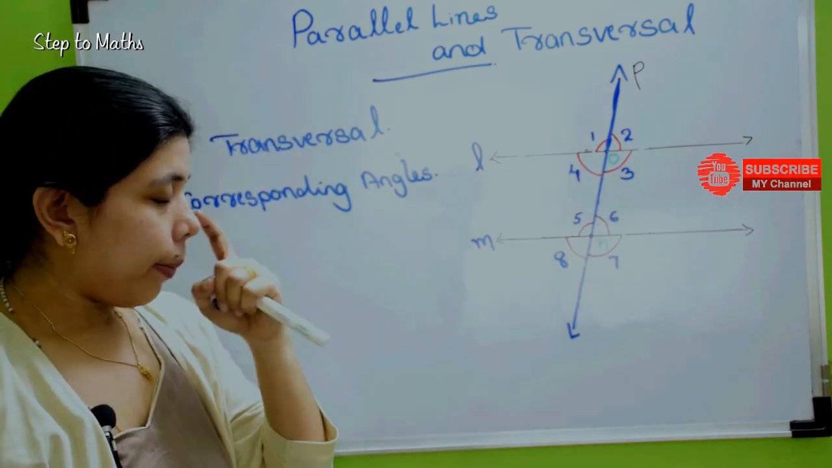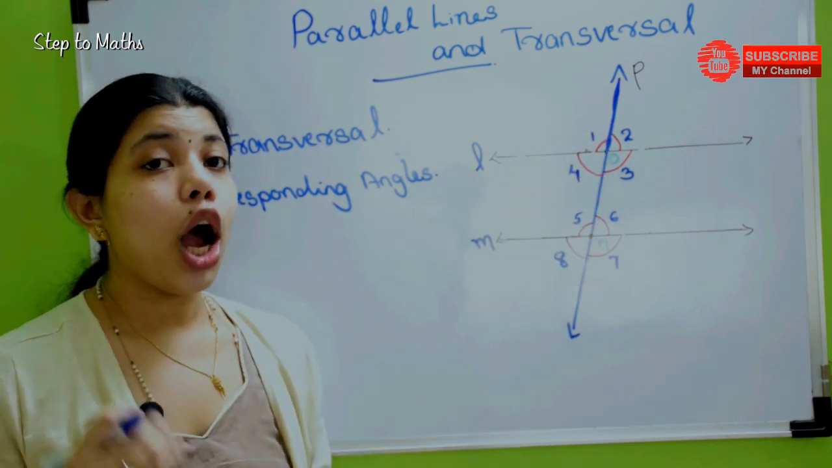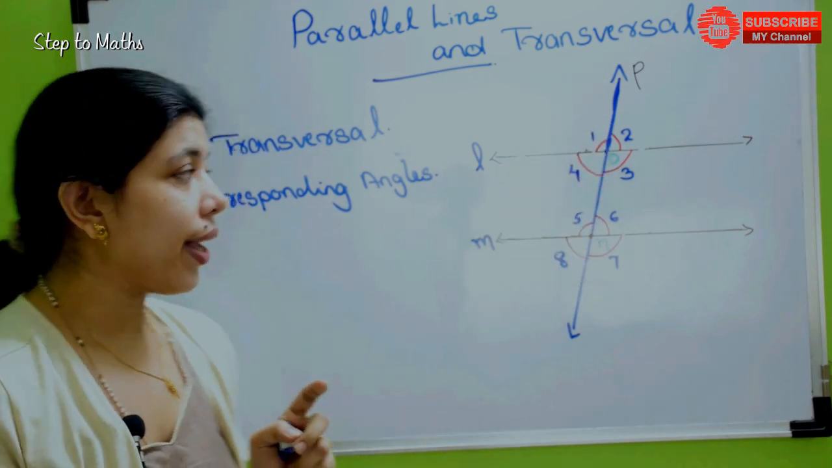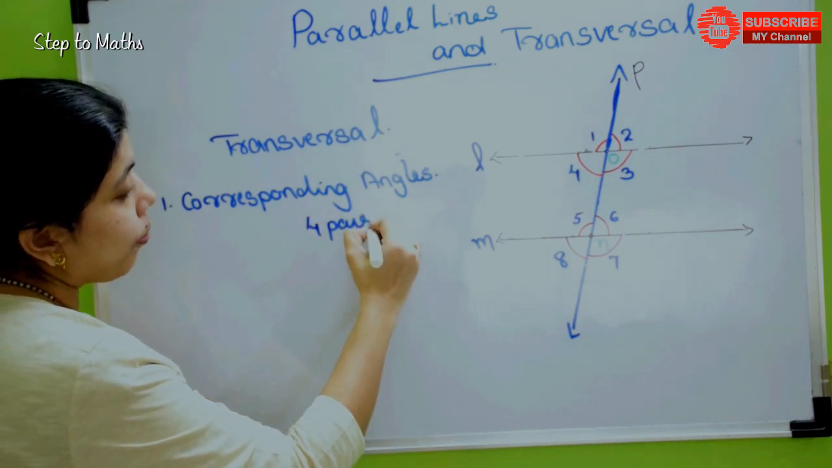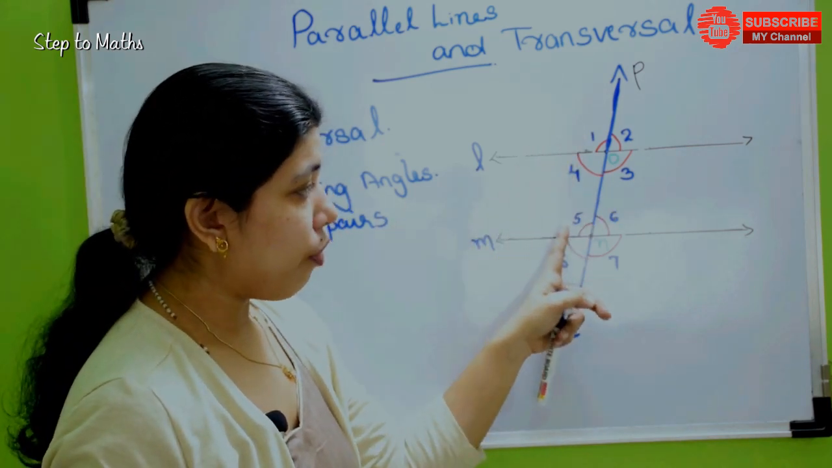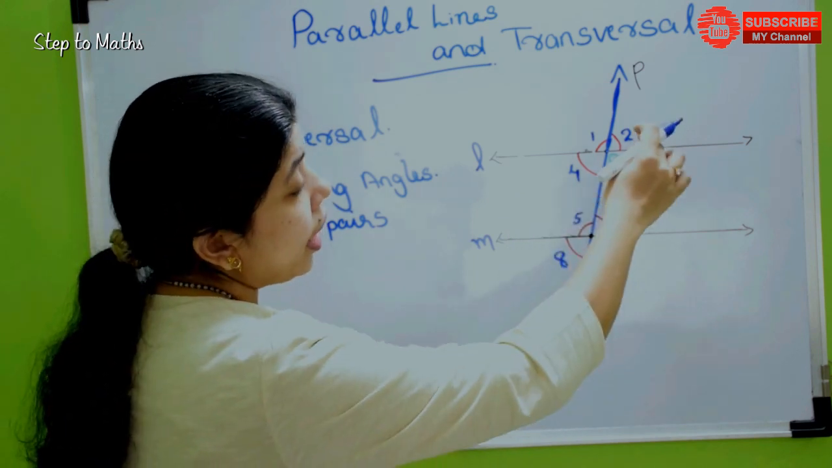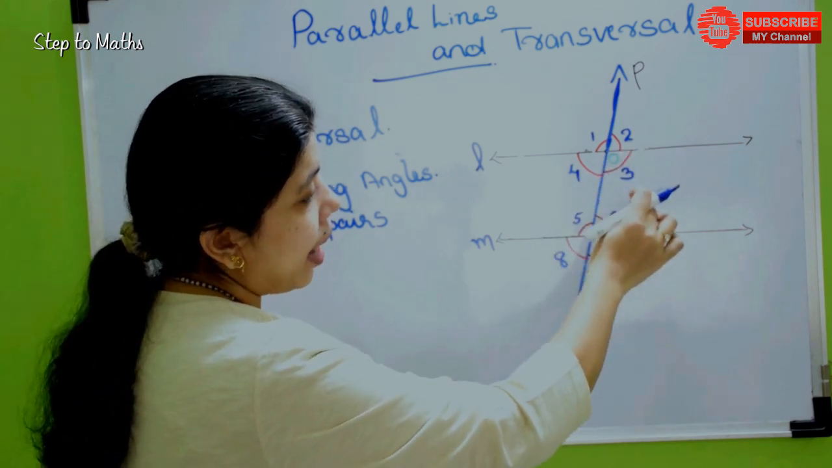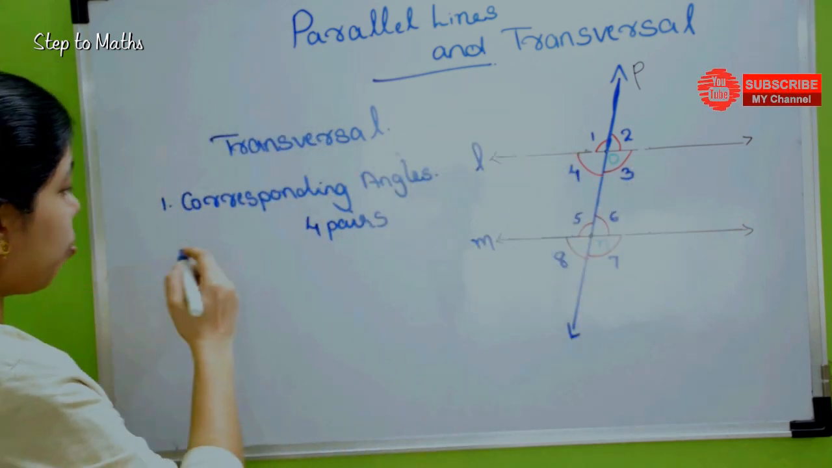When two parallel lines are cut by a transversal, how many pairs of corresponding angles? 4 pairs of corresponding angles. Which are they? Angle 1 and angle 5, angle 4 and angle 8. Similarly, angle 2 and angle 6, and angle 3 and angle 7. 4 pairs of corresponding angles.